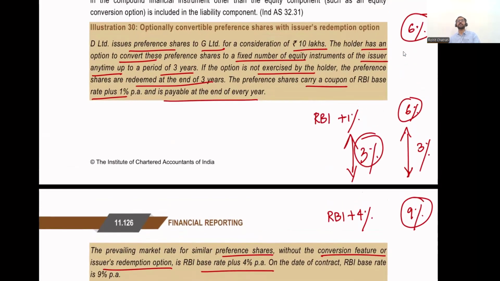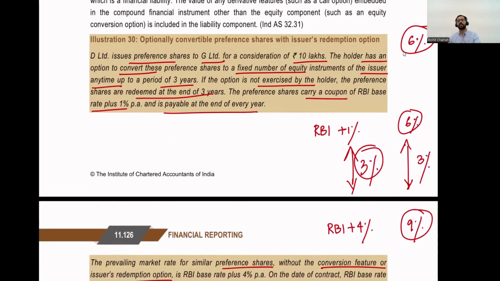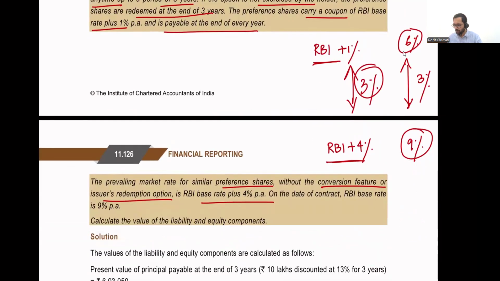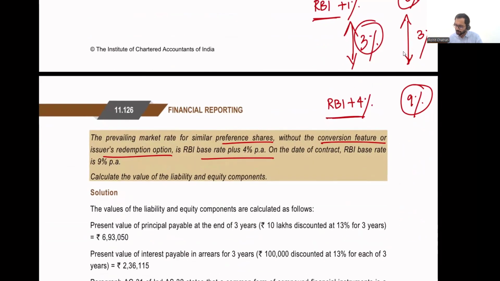If let us say D Limited would have issued preference shares in the market without the conversion feature, the interest rate would have been RBI plus 4%. But because it is actually issuing with the conversion feature, G Limited, which is the holder, is foregoing a 3% interest rate, and the interest rate that G Limited is receiving is only RBI plus 1%. On the date of contract, RBI base rate is 9%. So on the date of issuance of preference shares, RBI rate is 9%.